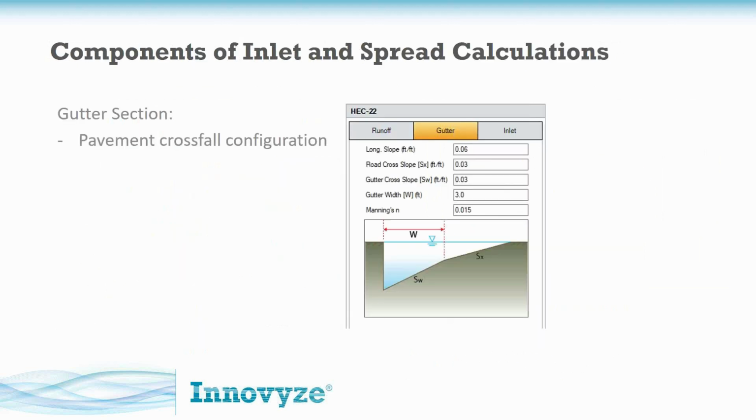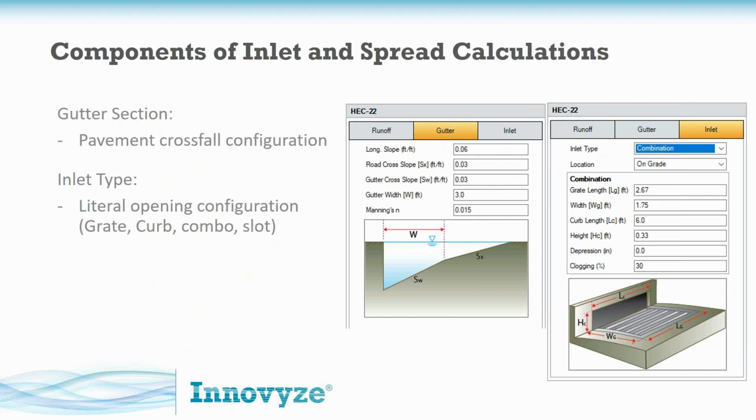So the components of these spread calculations, let's start with the gutter section. Think of the curb and gutter, that's the edge of the road. So you define the gutter, you define what the roadway looks like, then you define what kind of inlet there is. Make sense so far? So we have the inlet being the literal opening. We could have that be those 4 different types, right? We could have it be a combination.